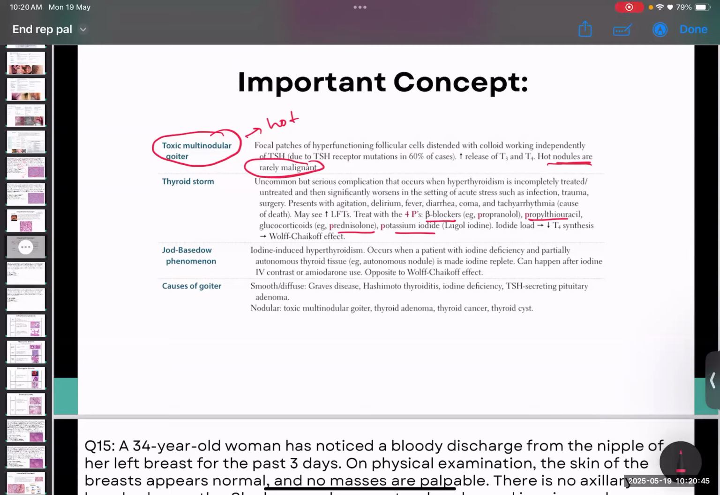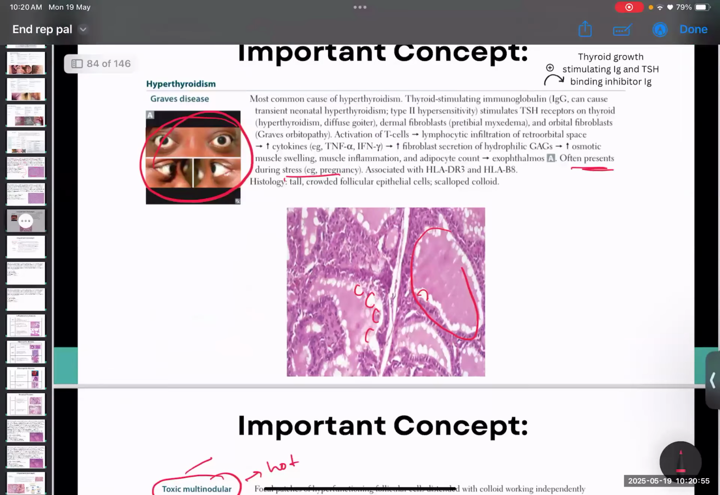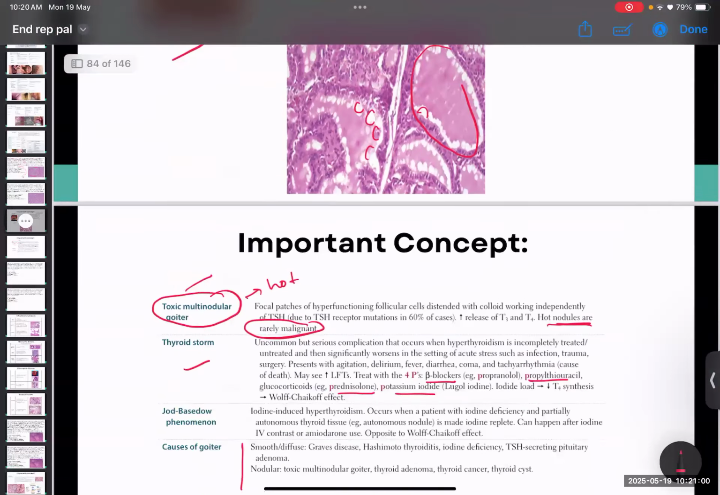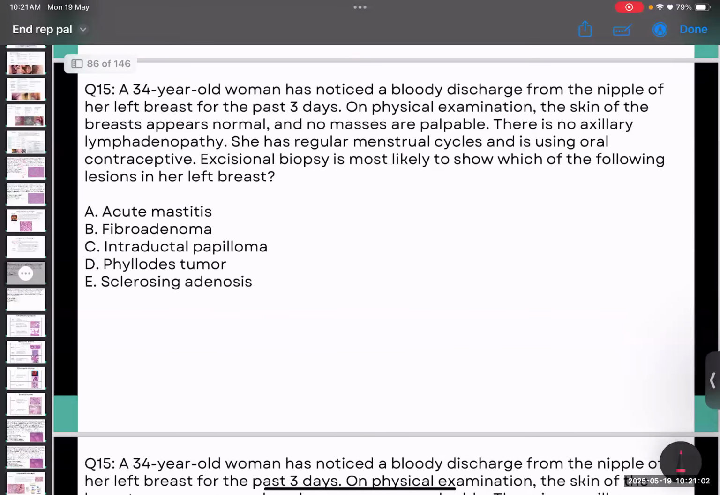Then you have the Jod-Basedow phenomenon and other causes of goiter. But remember TMG, which is toxic multinodular goiter, and remember thyroid storm, and remember Graves' disease, because these are the most common ones that can come up during your exam for hyperthyroidism.